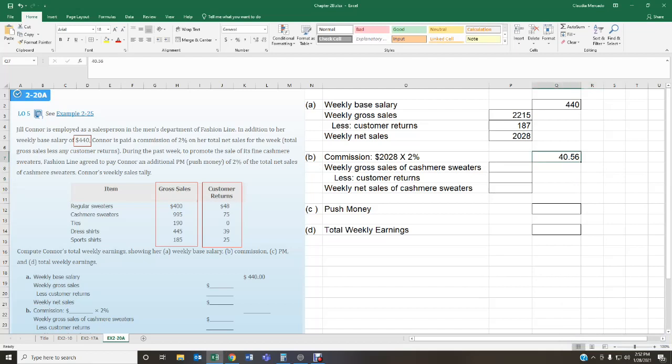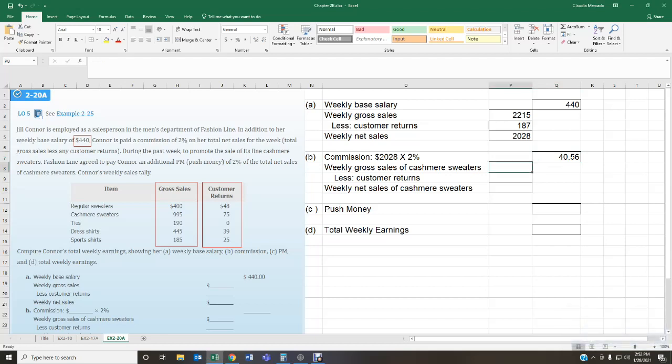Okay. So I've got $40.56 of commission for my regular sales. Now, we also have to calculate the additional push money that was being offered this week for the cashmere sweaters. So let's figure out how much sales did we have in cashmeres.